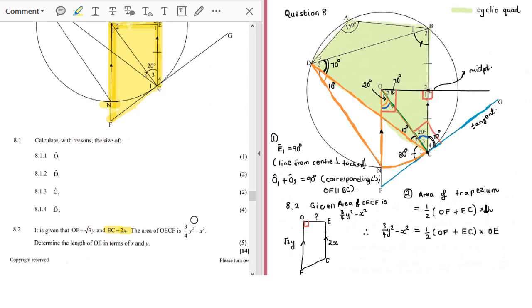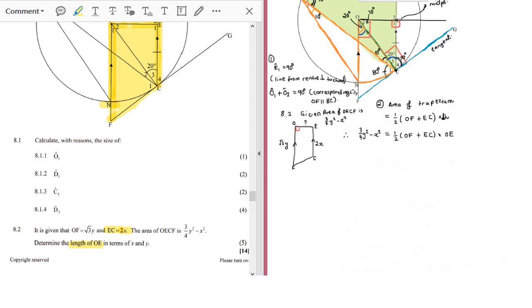Okay, the question said determine the length of OE in terms of x and y. So we do definitely have x's and y's over here. We just need to simplify and solve for OE. Right, so let's carry on with our substitutions over here.